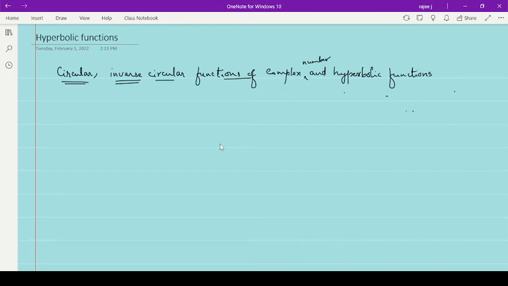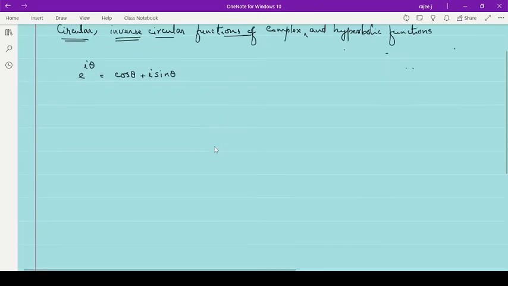Circular function, or we know Euler's exponential form is e raised to i theta equal to cos theta plus i sin theta. This is Euler's form. Already we had explained this one, and that is how to get cos theta, sin theta and all. So if e raised to i theta is cos theta plus i sin theta, we know e raised to minus i theta will be cos theta minus i sin theta. By de Moivre's theorem, you can write this one.